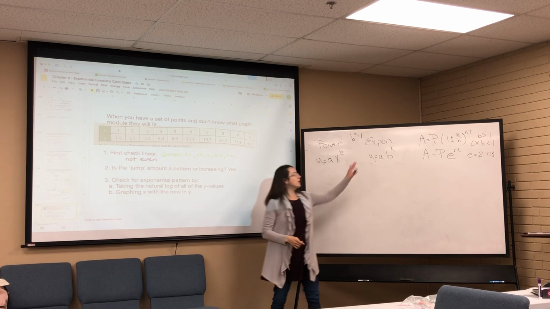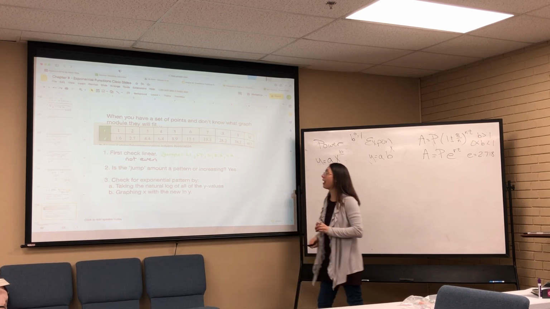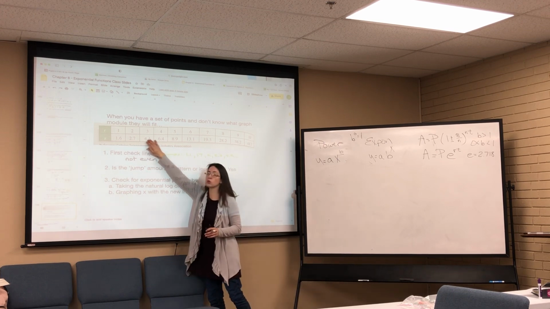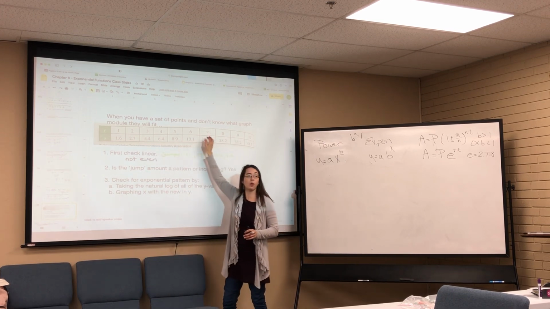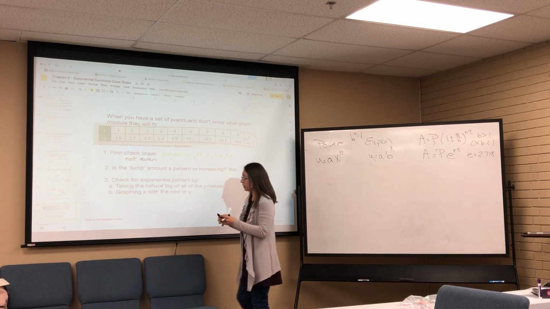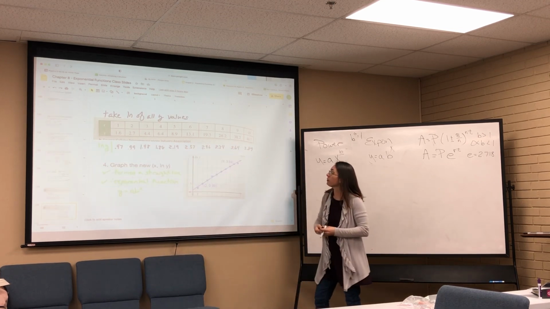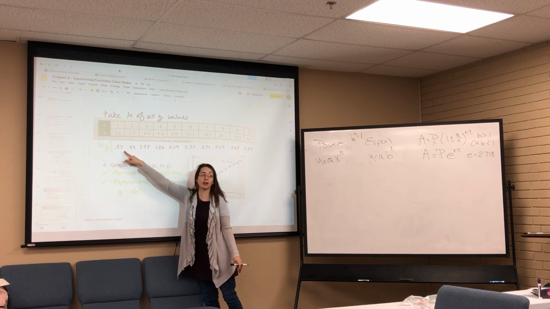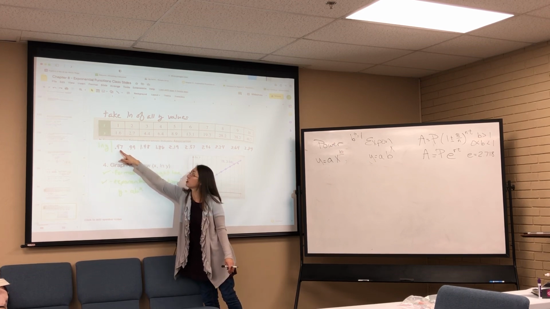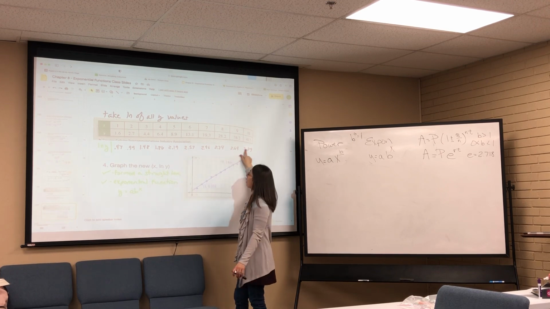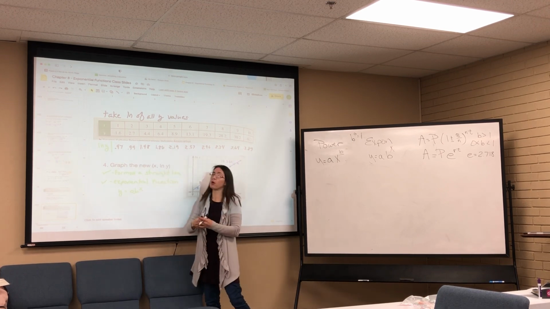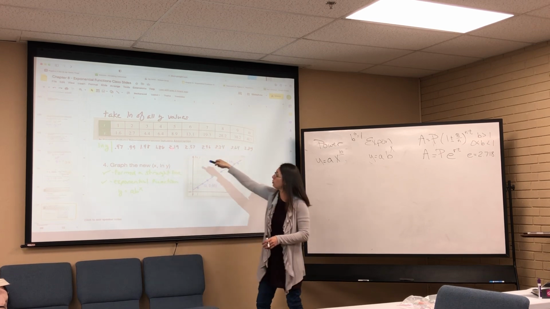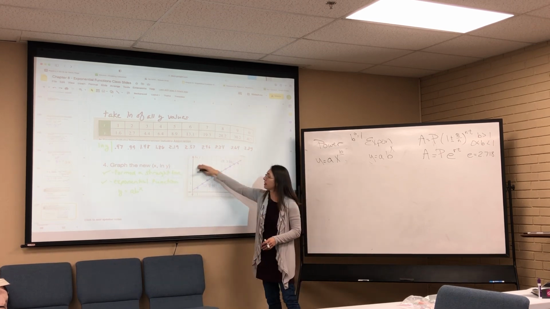So if we are going to check for an exponential pattern, there's a special way where we can take the natural log of all of the y values and rewrite them. So I just rewrote them underneath here. I took the natural log of just the y values. That's just plugging it into my calculator, finding these new values and plotting the new points. So my x values stay the same, but my new values are my y.